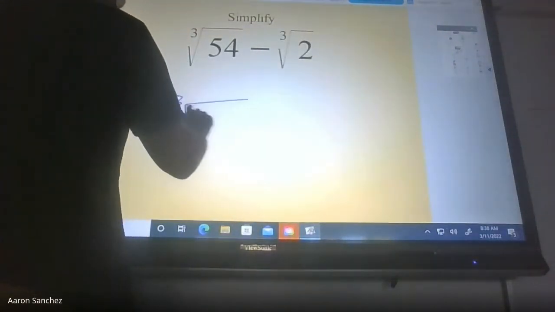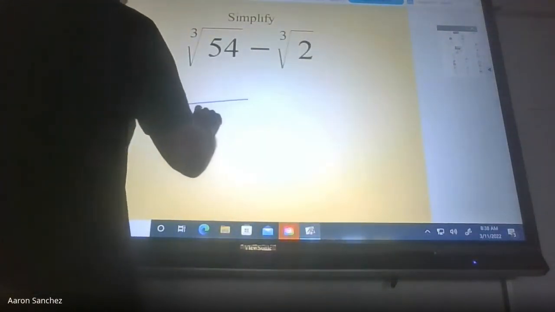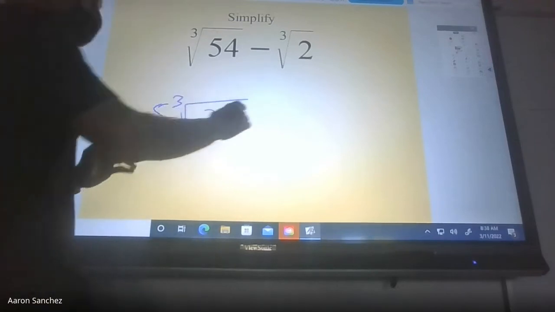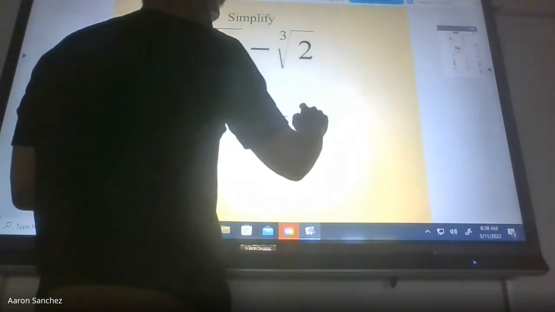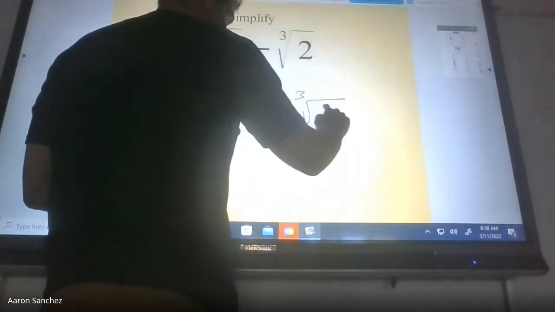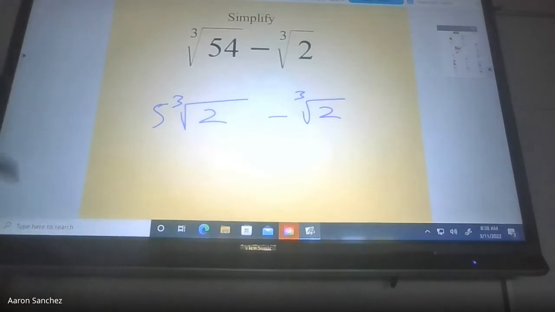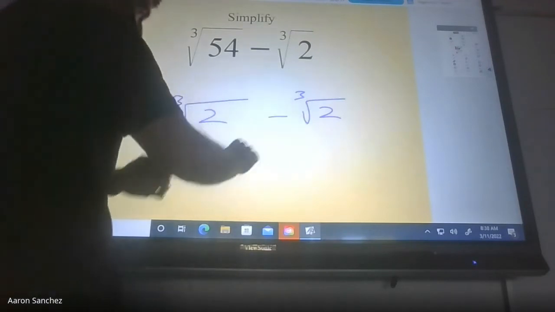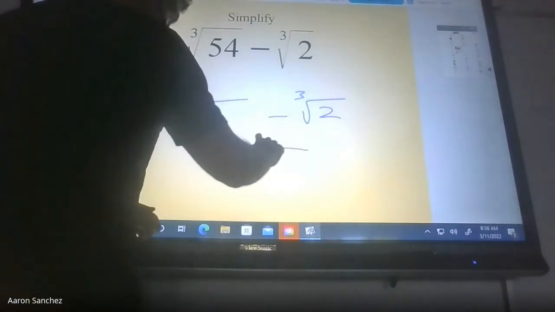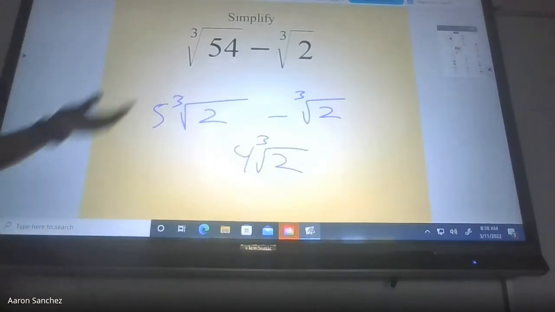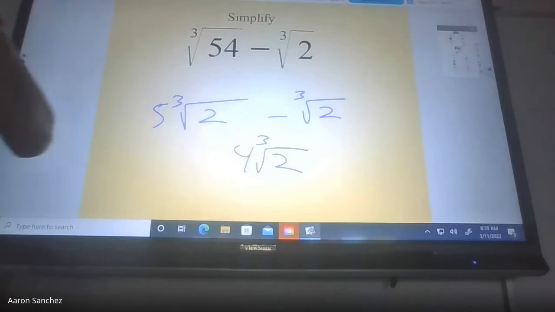don't write this down. 5 times the cube root of 2 minus 1 times the cube root of 2, what would that equal? Tell your group, what would that equal? Yeah, I have 5 here, I have 1 here, take away 1, of the cube root of 2, right? You see how that works? But I can't do that here. So you have to break it down.